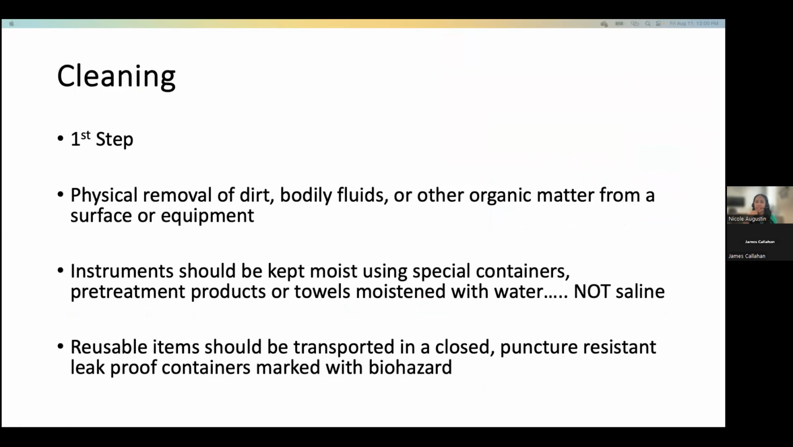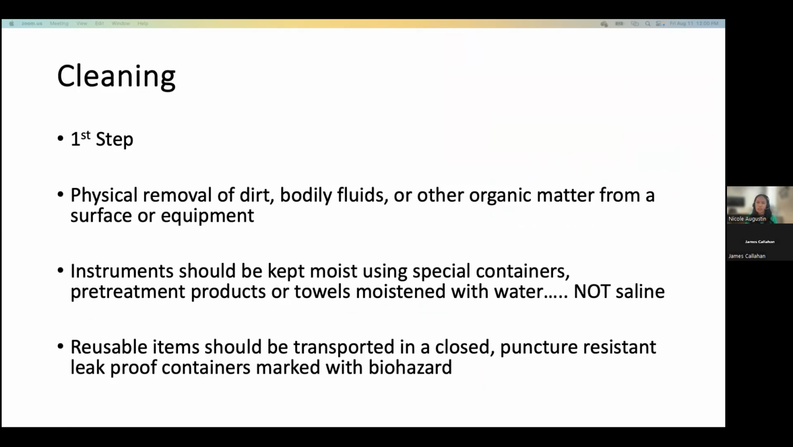What is cleaning? It's always the first step, has to be done right away. Cleaning is the physical removal of dirt, bodily fluids, or other organic matter from a surface or equipment. You want to clean the instruments right away because when you have, for example, blood or tissue on the medical equipment, they dry up and it becomes very difficult to remove, which can make disinfection and sterilization ineffective.